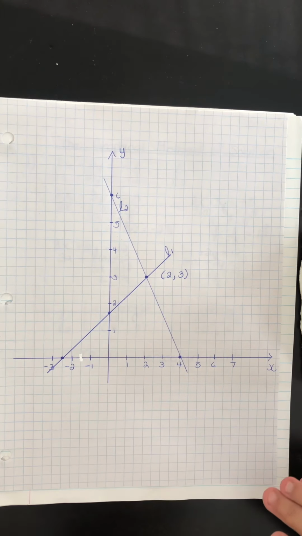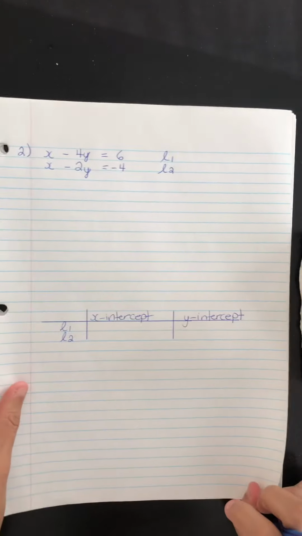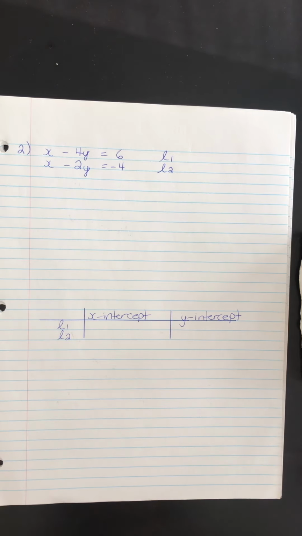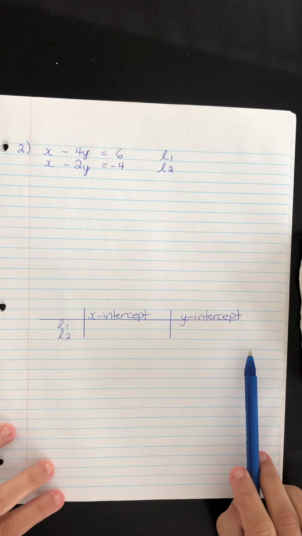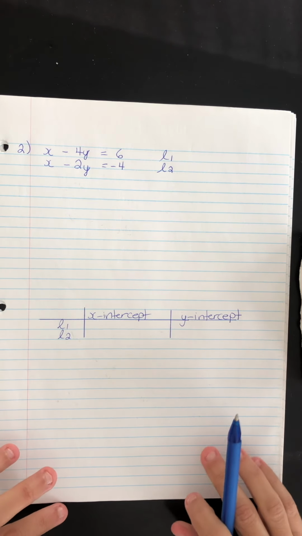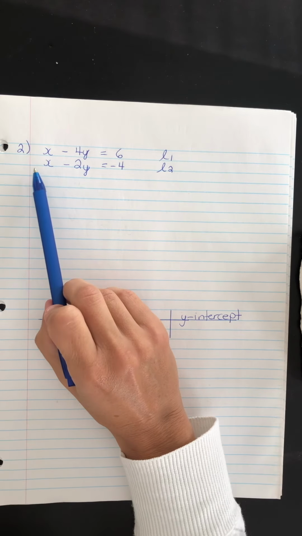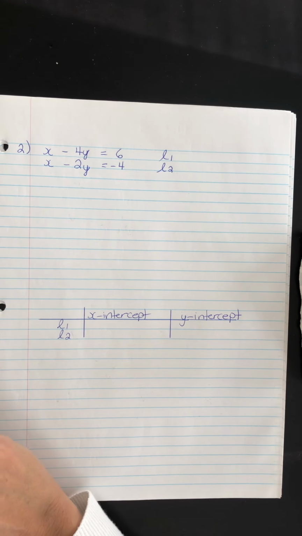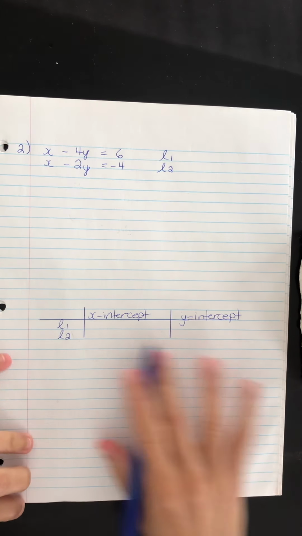All right, let's do one more example together. So I've got a second one set up for us here. We'll do the exact same thing, filling in the chart with the 4 points and then doing the sketch. So here we go. Line 1 is x minus 4y is 6. Line 2, x minus 2y is -4. And I'm going to do it the same way as last time.